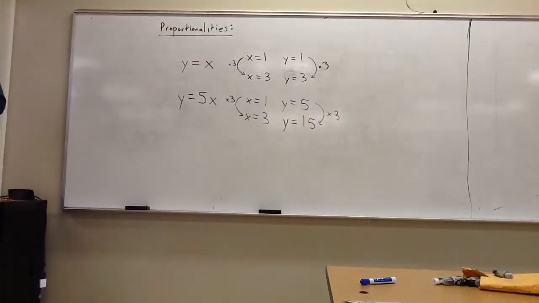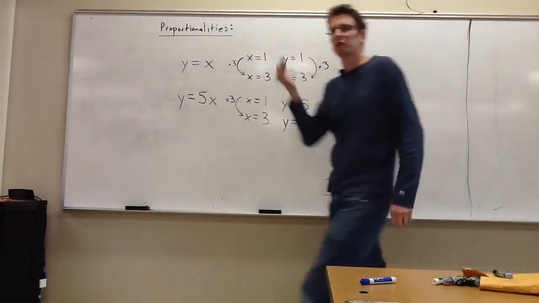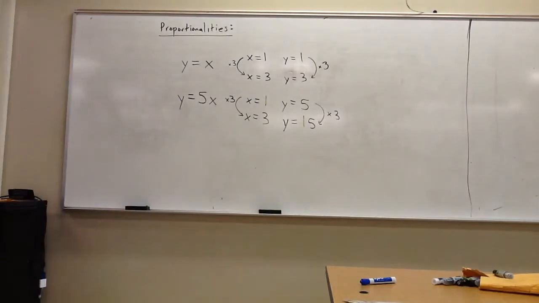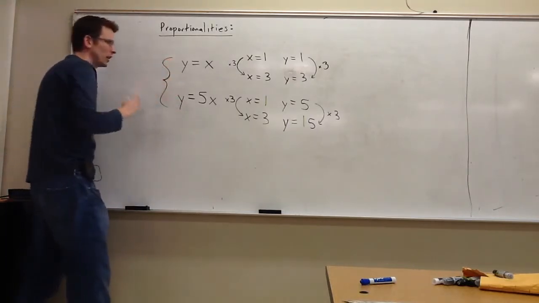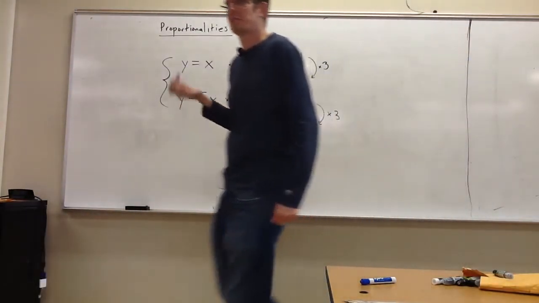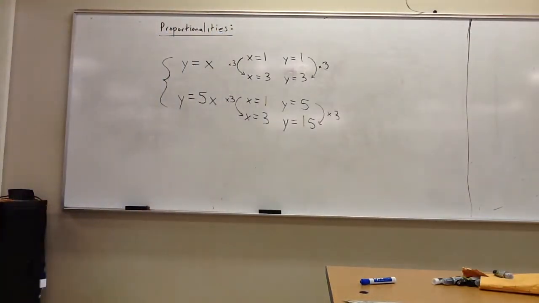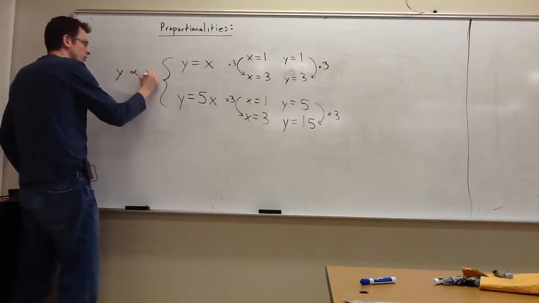And so the point I want to make is that these two equations share something in common. And what that something is in common is that whatever you do to x, the exact same thing happens to y. If you triple x, y will triple. If you quadruple x, y will quadruple. If you halve x, y will halve. They have the same relationship in this equation. And what we try to figure out is a way to notate the fact that y and x have the same relationship in both of these equations, even though one has a 5 in the front and one doesn't. Here's our notation. Y is proportional to x.